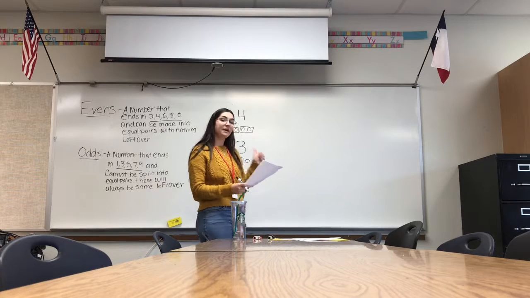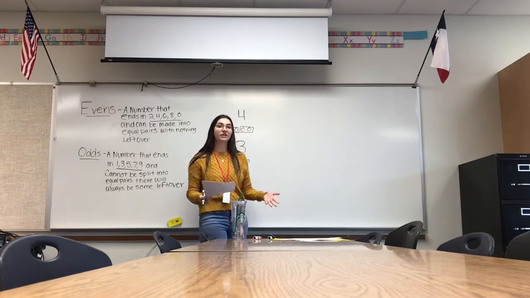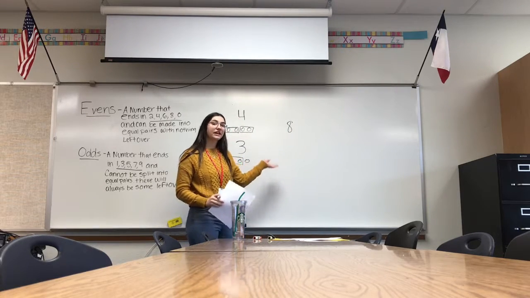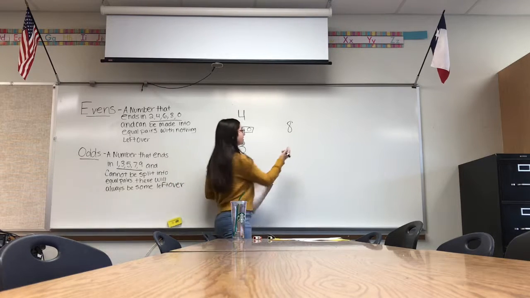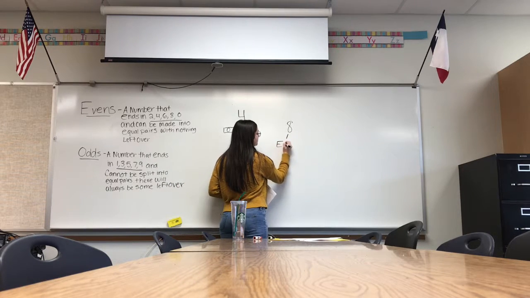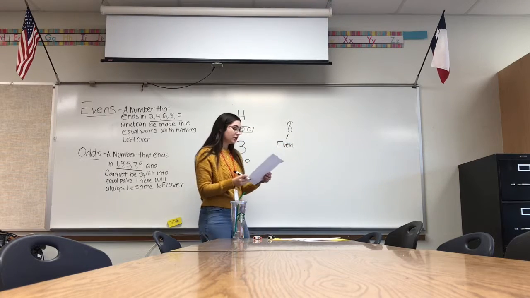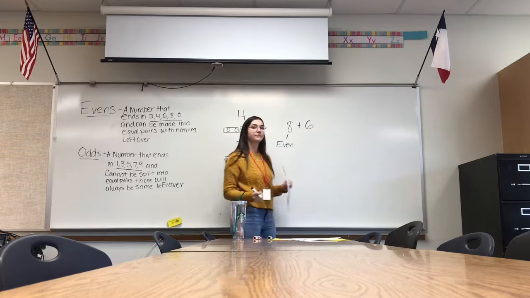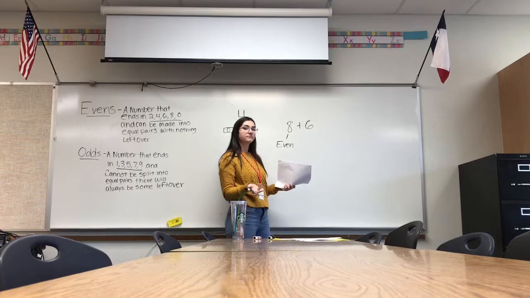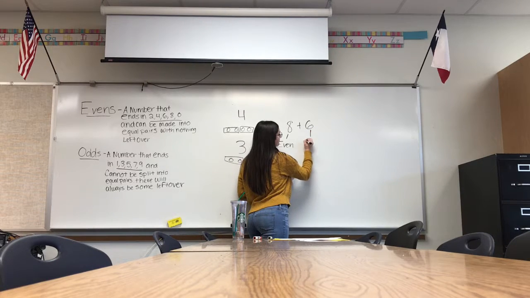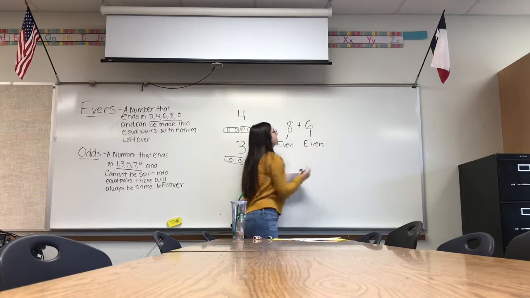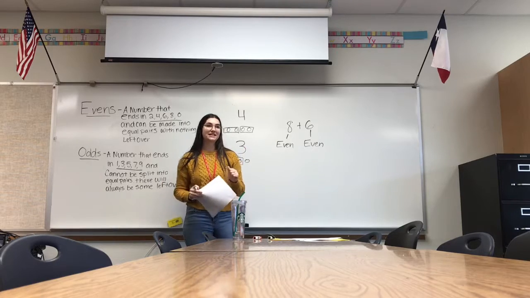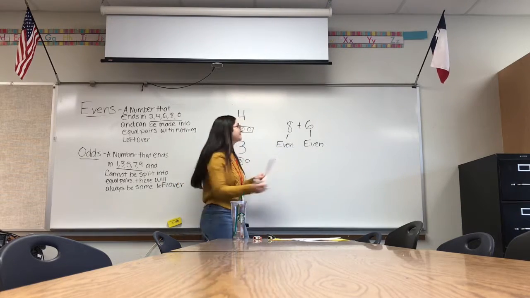So, step number 1, we need to figure out, is it odd or even? So if I have the number 8, is 8 an odd number or an even number? It's even, right? So then I'm going to add it to the number 6. Is this one even or odd? Even. So now let's add these two together. Someone raise your hand, tell me what 8 plus 6 is. Yeah, 14.